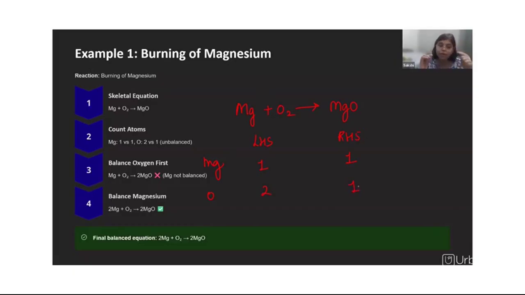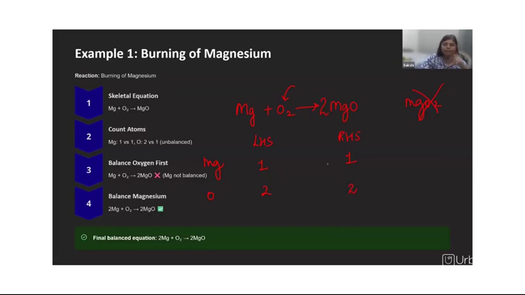So we need to balance the oxygen first, right? Because even on the left hand side we have two oxygen atoms. Let us start with oxygen. So what do we need to do? Right hand side oxygen are less, so what can I do? Can I write it as MgO2? What do you think? Yes, you are right, we cannot write it as MgO2, that will be wrong. We need to add a coefficient, so we add a 2 over here, it becomes 2MgO. Now let us check. Now the number of oxygen is balanced. I'll write 2 over here.